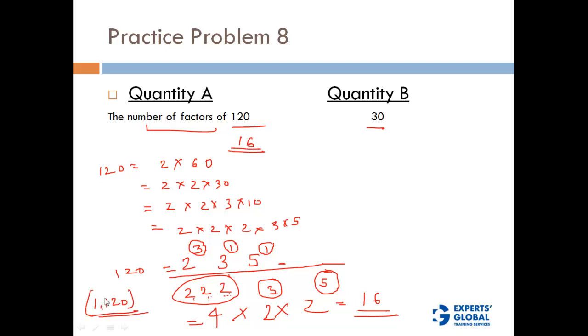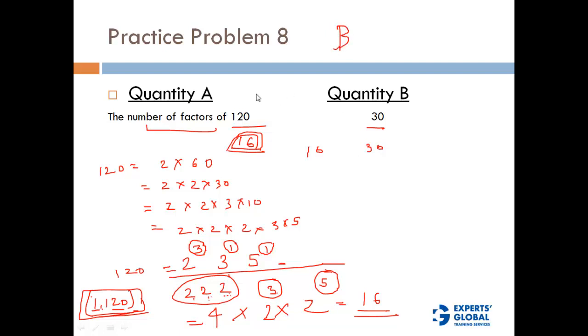Correct? These 1 and 120 are included in it, because if I don't take any 2, don't take any 3, don't take any 5, I am going to get 1. If I take all the 2s, all the 3s and all the 5s, I am going to get 120. So this is all the number of factors of 120. So that here we have 16, here we have 30. The answer is B.